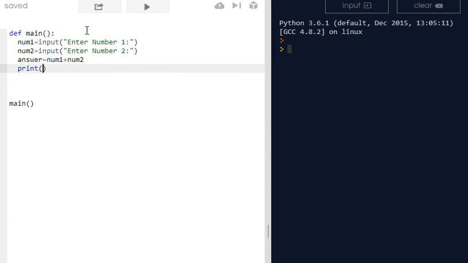but as we saw, if I put in 3 and 2, it gives me 32 instead of 5. The reason for that is these two variables need to be converted into integers. The input needs to be converted into an integer.